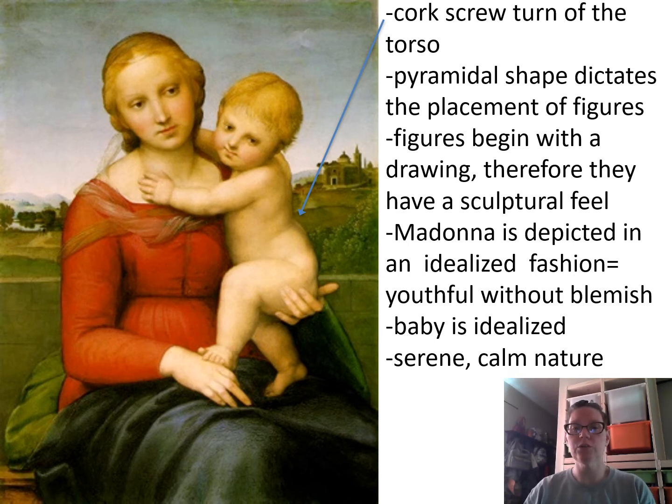Here you see the corkscrew turn of the torso, a pyramidal shape that dictates the placement of the figures. But the figures here always begin with a drawing, and because of that, they tend to have a sculpted feel. The Madonna here is depicted in an idealized fashion because she's youthful, she doesn't have any blemishes, she has light rosy cheeks, a little bit of an olive undertone, and the baby is idealized as well. It has a sense of serenity and calmness.